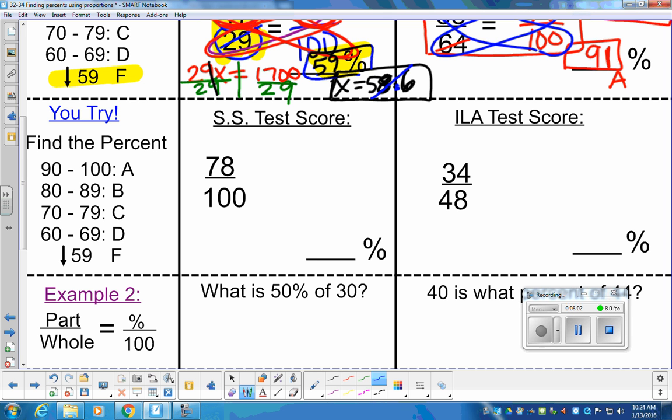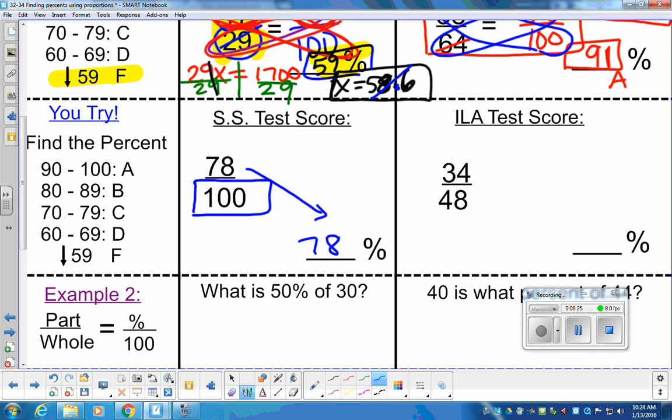Okay, I'm going to get started. I know some of you are still plugging away. The social studies test actually doesn't require any work at all. If you take a look at that denominator, it is out of 100 already. So you got a 78% on that test. I know some of you set the proportion up to cross products, so that's 78%. But just common sense would tell you that it is 78%.